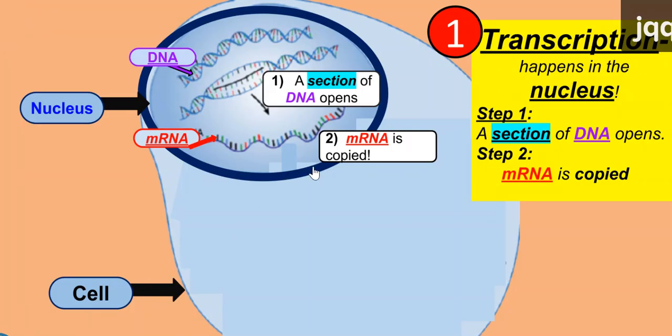So, here's where you can see this happening in a cell. Inside the nucleus, we have DNA. DNA opens up so that mRNA can make a message from it. Once you have mRNA, it's copied, it will then leave the nucleus.